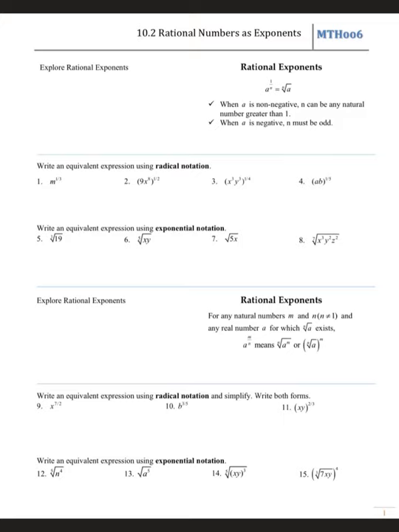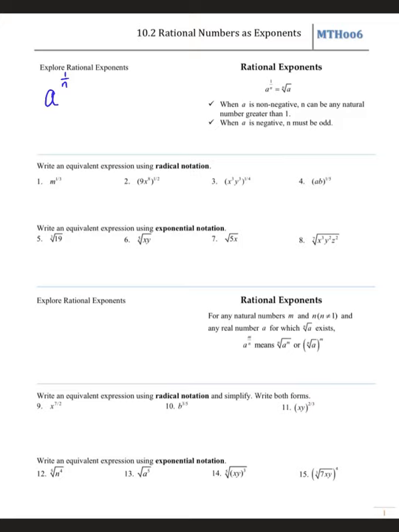So the first thing here says explore rational exponents. This is going to be something where we have a base of a, and then we're going to be raising it to an exponent. And just for the sake of this little exercise, I'm going to use 1 over n. So I want to use a to the 1 over nth power here.